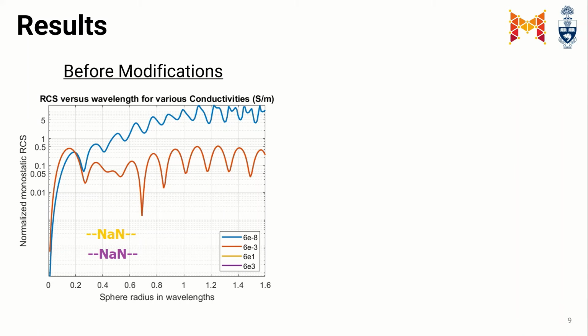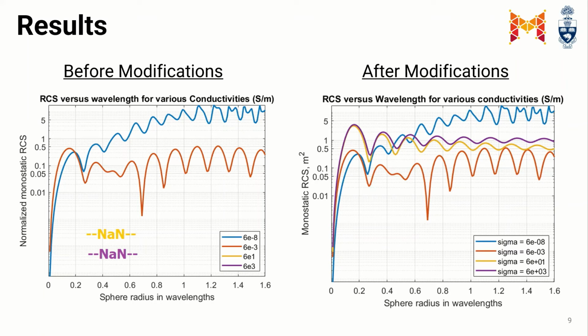In combination, these two modifications enabled calculating the RCS for higher frequencies and conductivities, thereby reducing the computation time while maintaining accuracy. In the plot on the right, which is obtained after these fixes were made, all four curves are shown as expected, so that the code now works for the high conductivities.